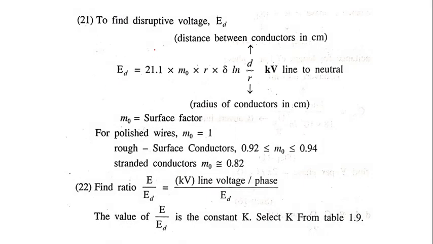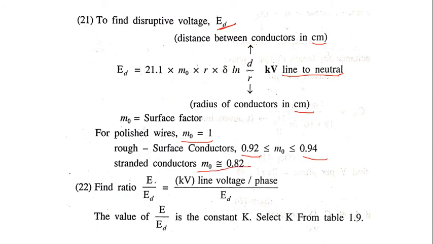So for finding the coronal loss, we need to find the disruptive voltage. So equation of disruptive voltage, that is 21.1 into m0 into r into delta ln d by r, kV, that is line to neutral. Okay, and r is the radius in centimeter, and d is the distance between conductors, also in centimeter. Now m0, that is the surface factor. For polished wire, m0 is equal to 1, and for rough conductor it is going to be in between 0.92 to 0.94, and for stranded conductor we are normally using 0.82.